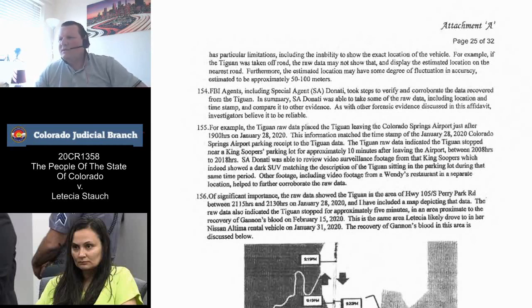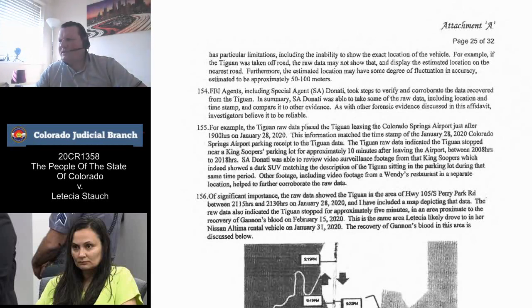FBI agents, including Special Agent Donati, took steps to verify and corroborate the data recovered from the Tiguan. In summary, Donati was able to take some of the raw data, including location and timestamp, and compare it to other evidence. As with other forensic evidence discussed in this affidavit, investigators believe it to be reliable. For example, the Tiguan raw data placed the Tiguan leaving the Colorado Springs airport just after 1900 hours on the 28th. This matched the timestamp of the 28th Colorado Springs airport parking receipt to the Tiguan data.